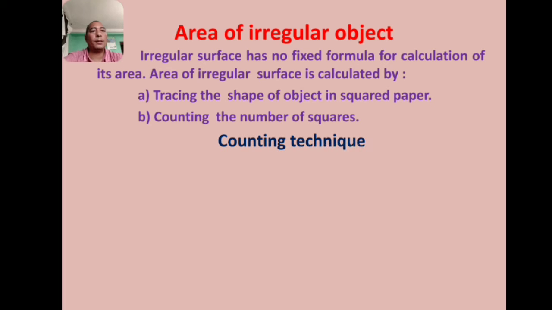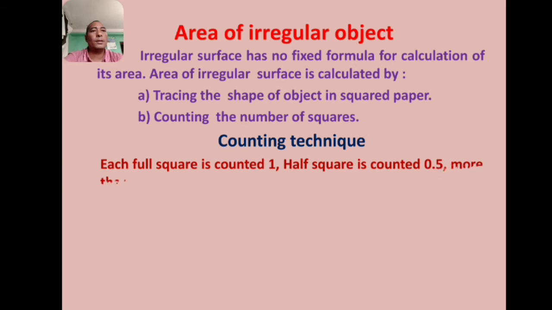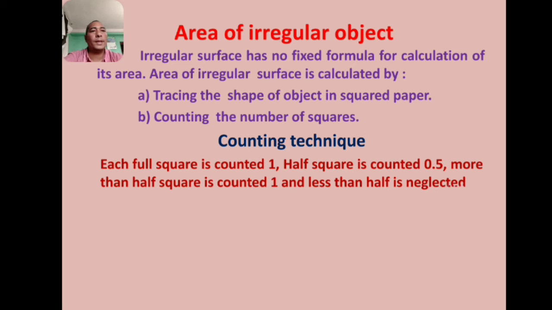Counting technique. Each full square is counted 1. Half square is counted 0.5. More than half square is counted 1. And less than half is neglected.